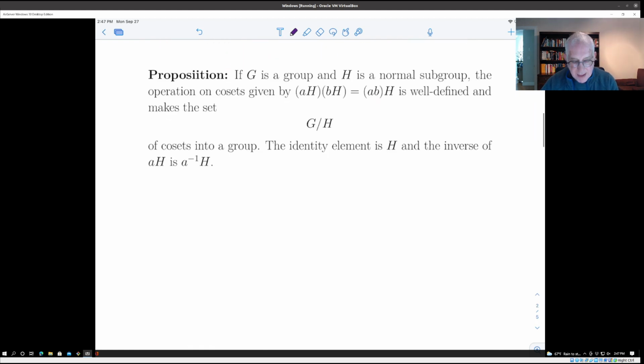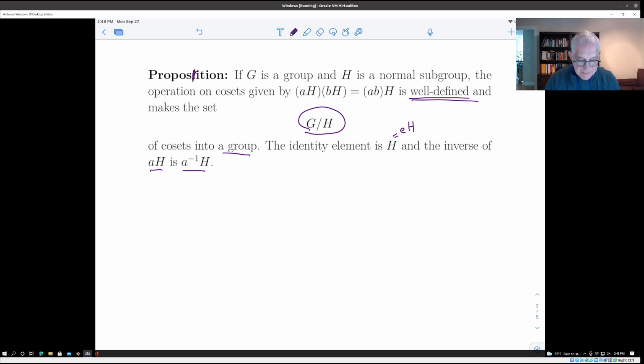So the proposition, and it's one of the most important propositions in group theory, is that if G is a group and H is a normal subgroup, then this operation on cosets is well defined, and with it, the set of cosets, G mod H, becomes a group where the identity element is H, which is the same coset as EH. And if AH is a coset, its inverse is A inverse H.